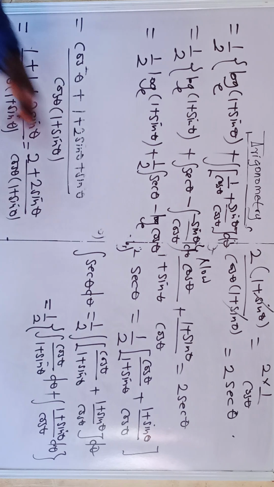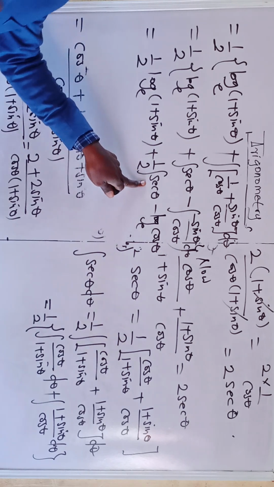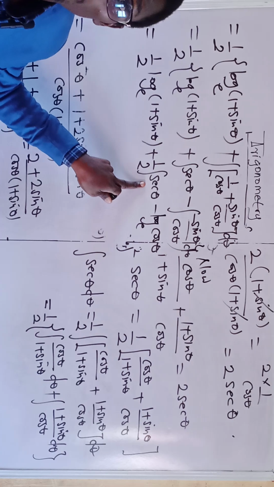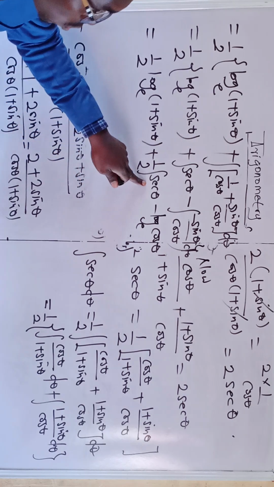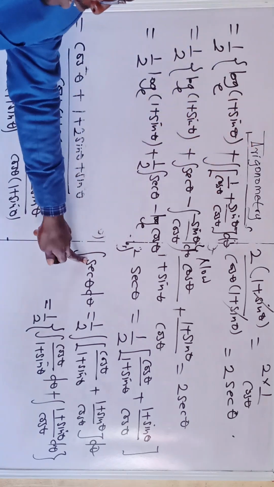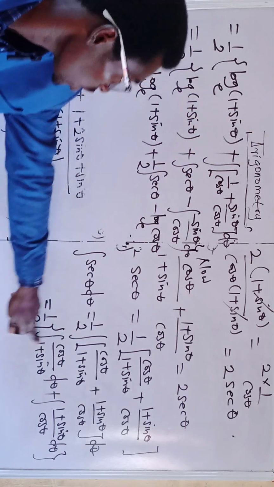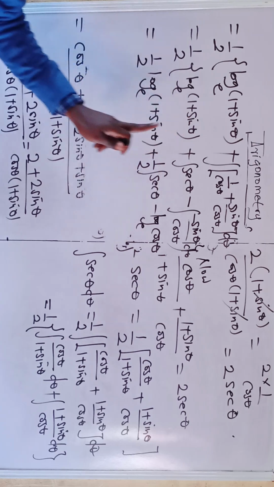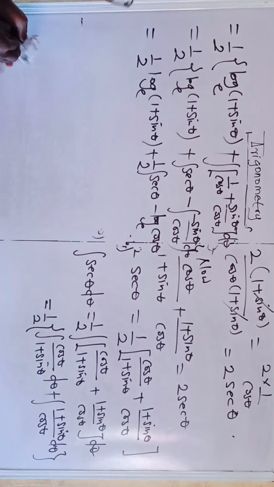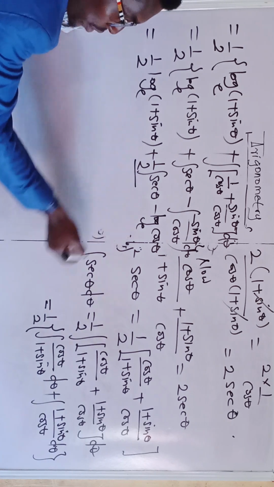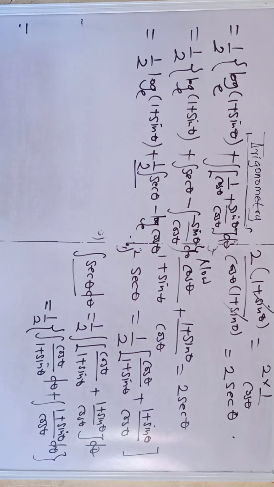So the only trouble is sec theta. And don't forget, initially we are required to find the integral of sec theta. Do you remember that? And that is what took us to this. As we look at it, sec theta equals this, and this equals this, equals this. So what we shall do, we shall take this expression to the left-hand side.